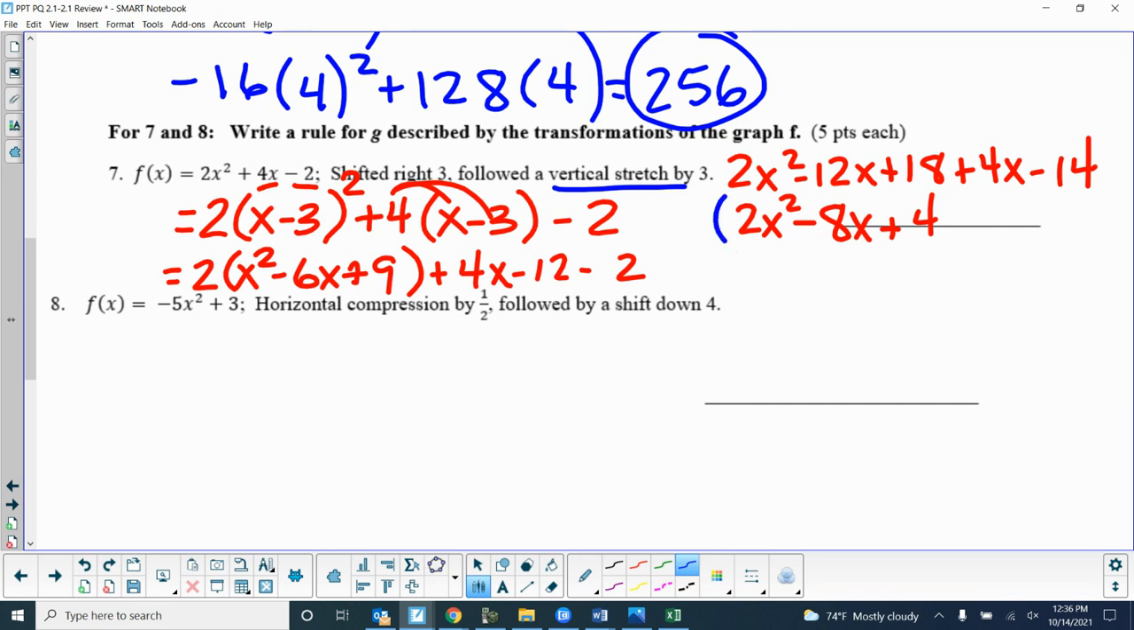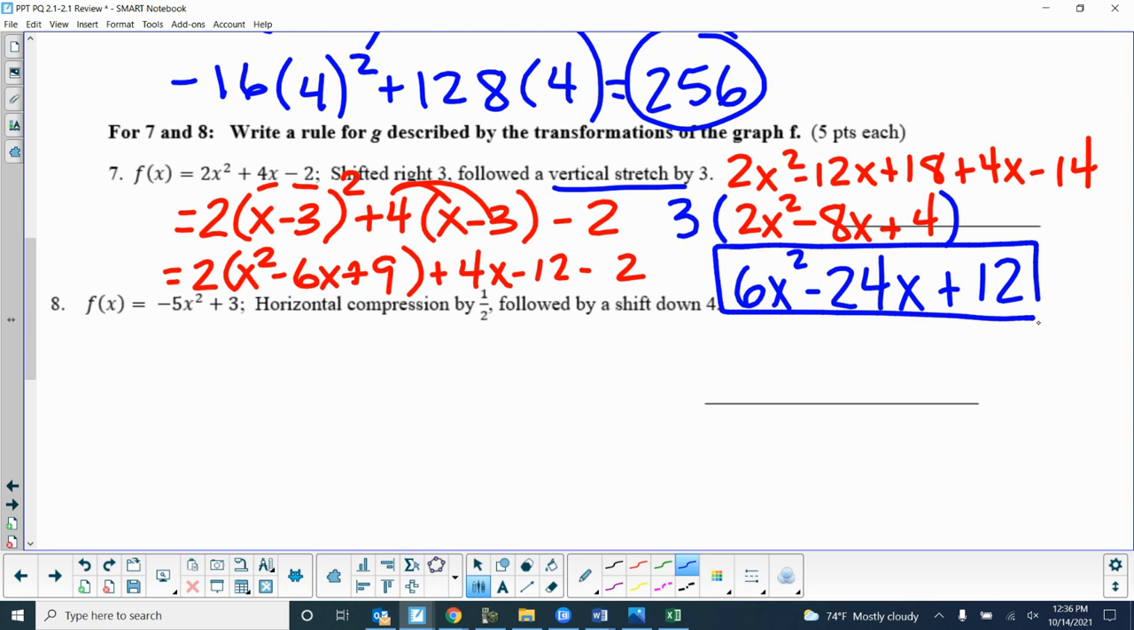So, we do this. So our answer is 6x squared minus 24x plus 12. So don't forget about the last part, the vertical stretch part.